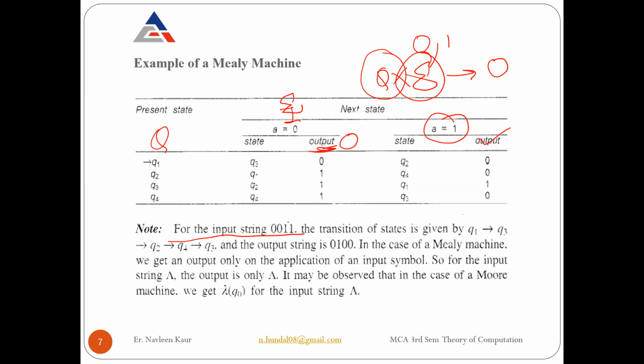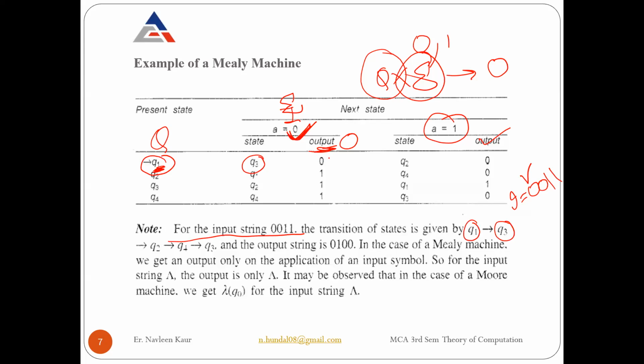So now I am given the input string. Let me write it somewhere here. Input is now 0, 0, 1, 1. I have to pass this input to this transition table and check what will be the output. So first I am considering this 0. This 0 I will pass to the starting state. So if this Q1, the starting state, gets 0, I am here. Where will it take me? The next state generated is Q3. Obviously, from Q1 you have reached Q3.